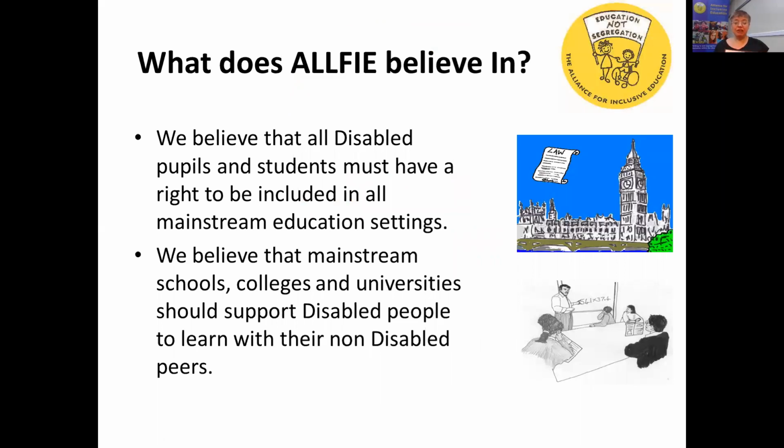What does ALLFIE believe in? We believe that all disabled pupils and students must have a right to be included in all mainstream education settings. We believe that mainstream schools, colleges and universities should support disabled people to learn with their non-disabled peers.